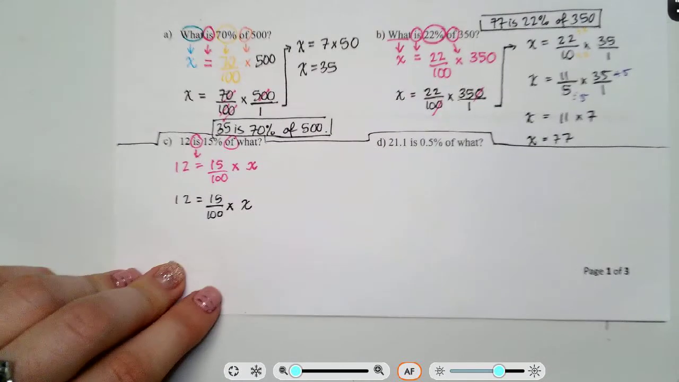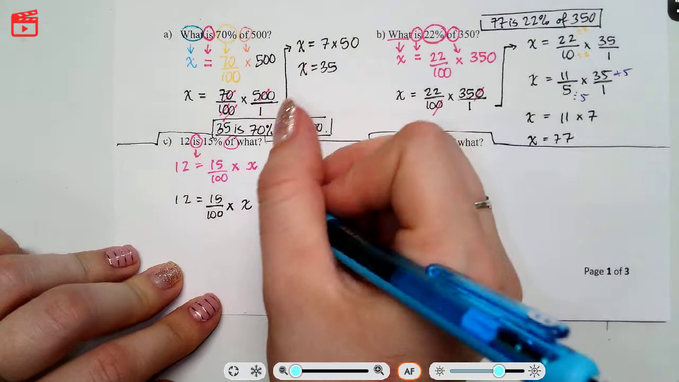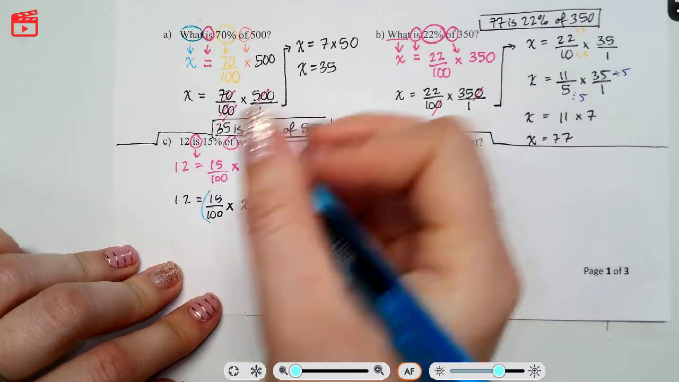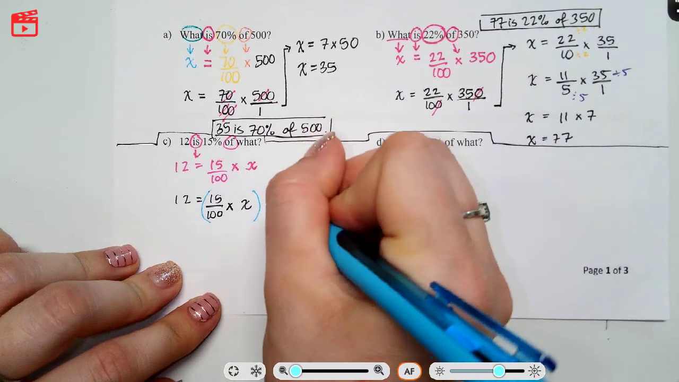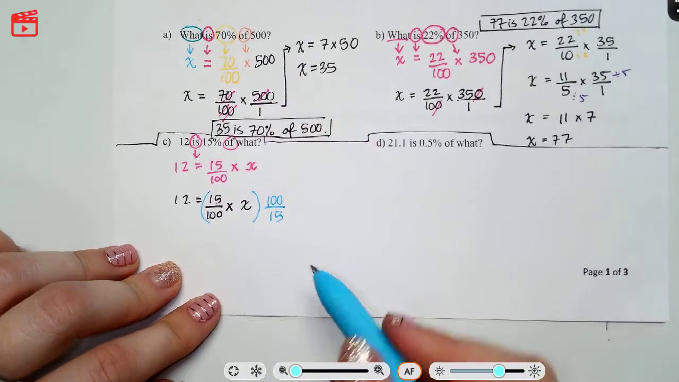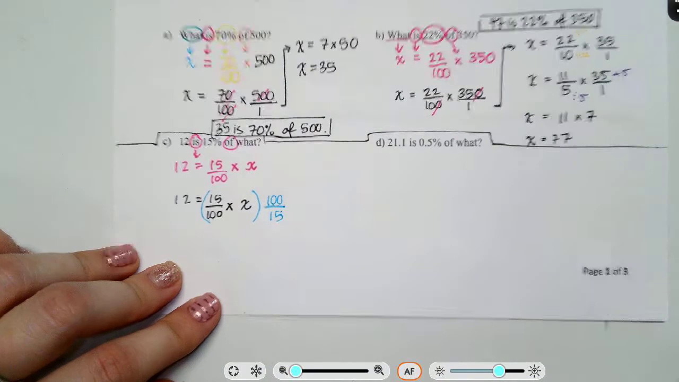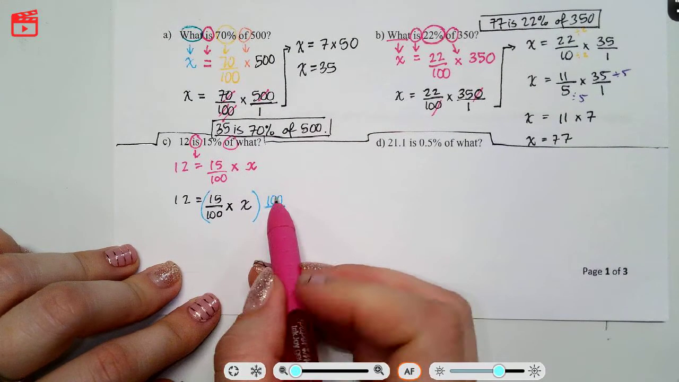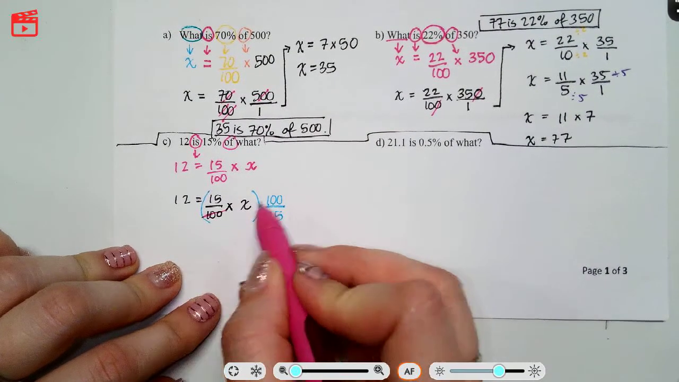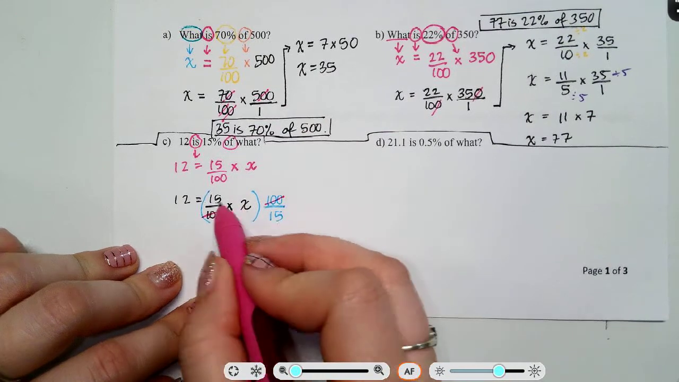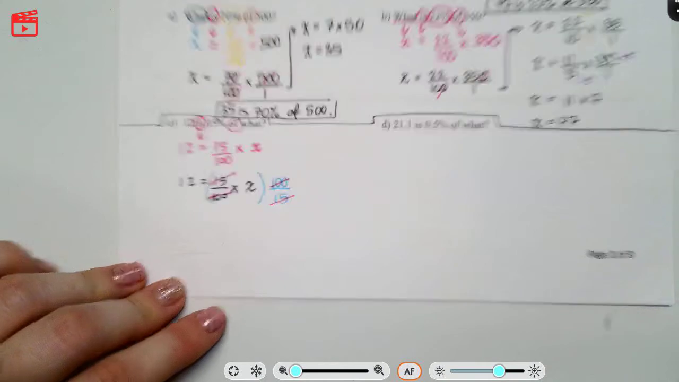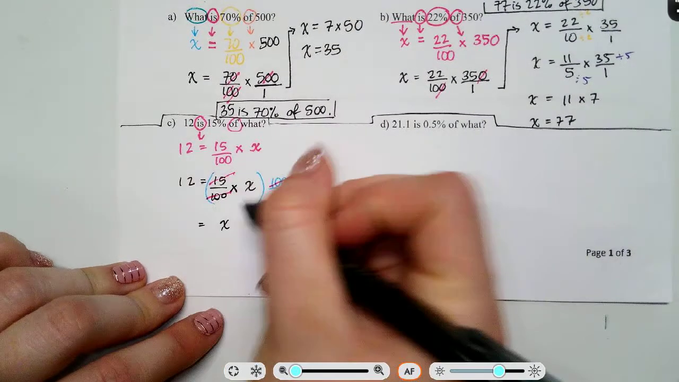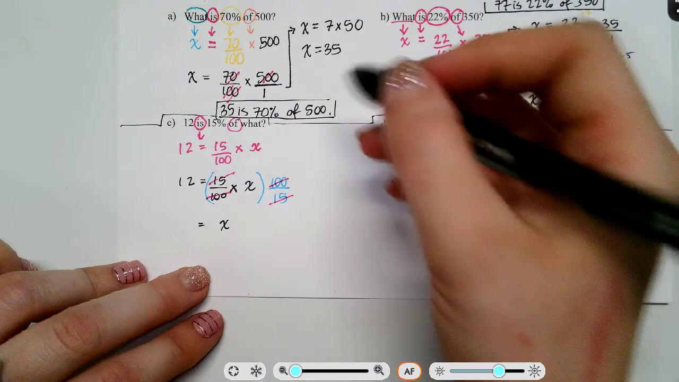Our trick is going to be, I'm going to multiply both sides by the reciprocal of this fraction. So instead of 15 over 100, I'm going to multiply it by 100 over 15. Why do I do that? Well, because when I multiply these two fractions, I can simplify that 100 with that 100, and that 15 with that 15. Everything cancels out on this side. So I'm just left with x, because I multiplied by the reciprocal.